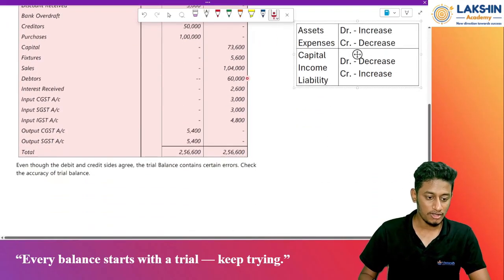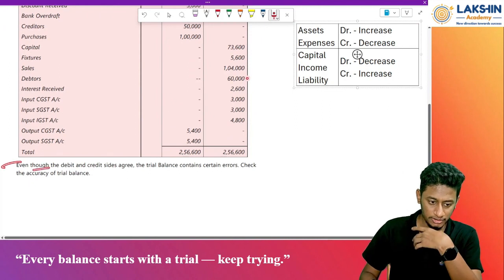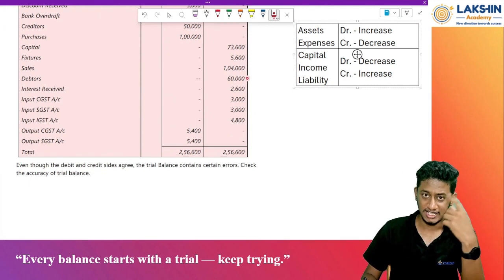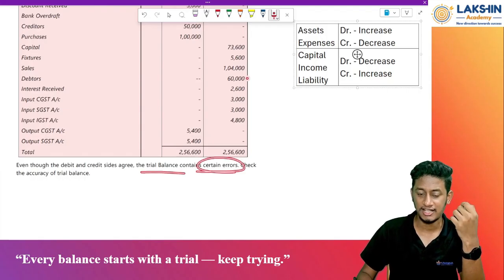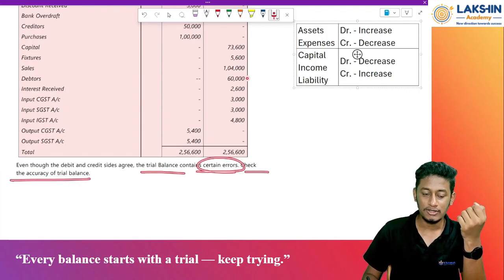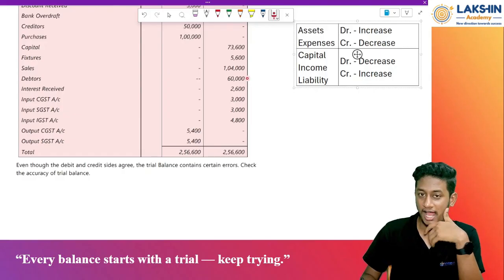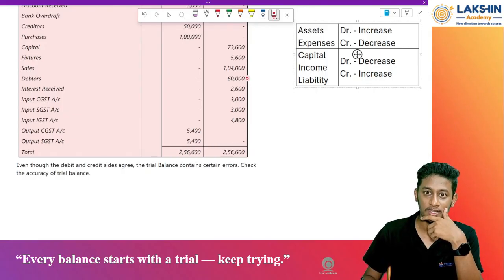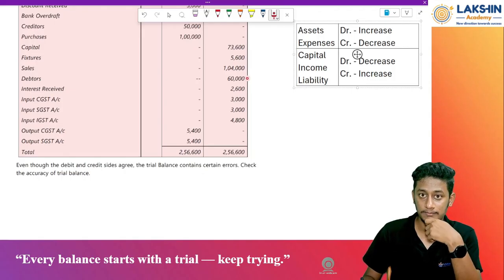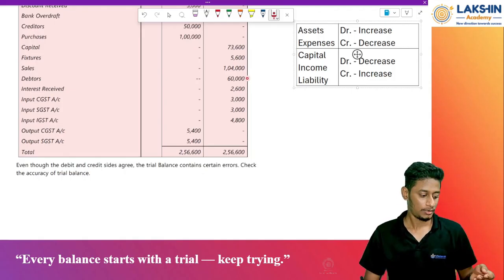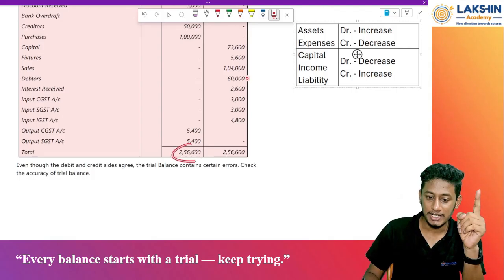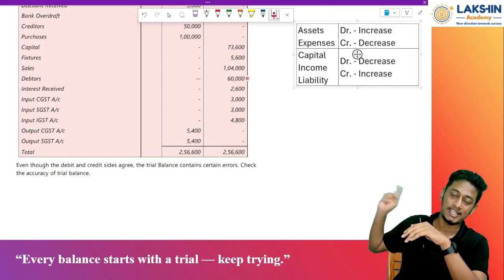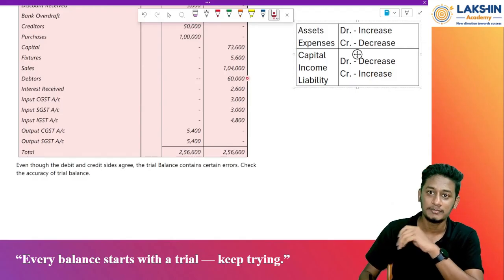Okay, then what have they given you? Even though the debit and credit sides are agreeing, the trial balance contains certain errors. Check the accuracy of the trial balance. Okay. See, I had told you that trial balance totals will tally, right? I had told you that my debit and credit will match. In this case, my debit and credits are matching. Is my debit and credit matching? Yes, sir. But what has happened?